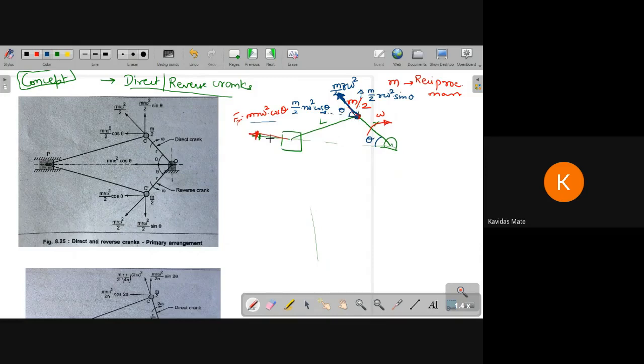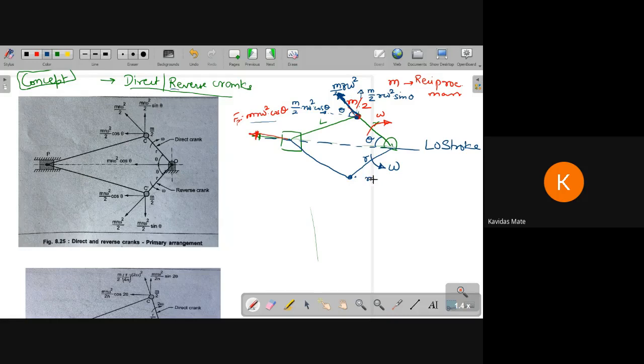Now, to have the other half, we have a concept called the reverse crank. For the reverse crank, along the line of stroke, we consider it to be a mirror plane, and we create a mirror image of this engine over here. So with the mirror image, it will come out over here. This will be R. The direction of rotation would be in this direction, so omega over here.